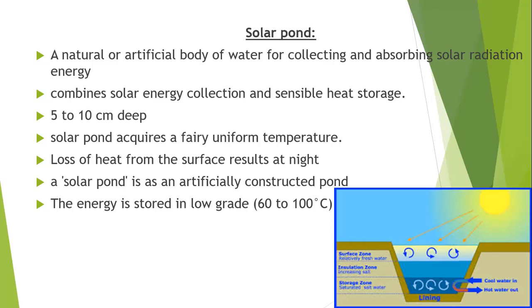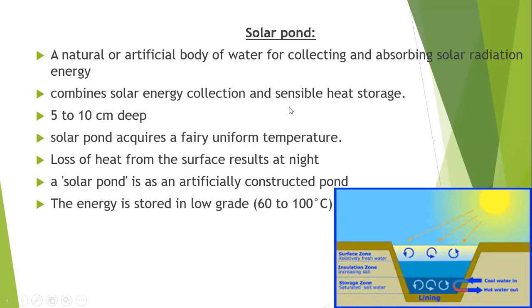Actually, it is a natural or artificial body of water used for collecting and absorbing the solar radiation, and it stores that in the form of heat. This is a solar pond. Thus a solar pond combines solar energy collection with storing the heat sensibly. The simplest type of solar pond is a shallow solar pond.